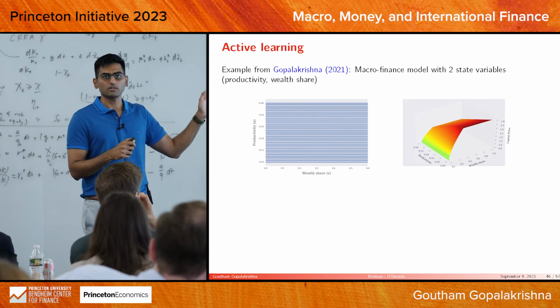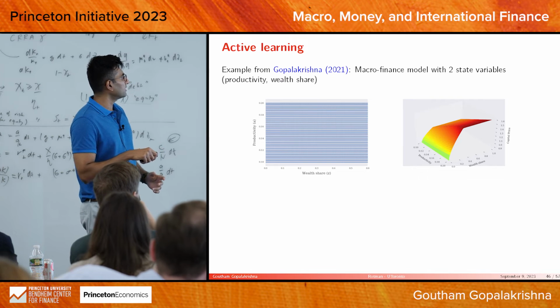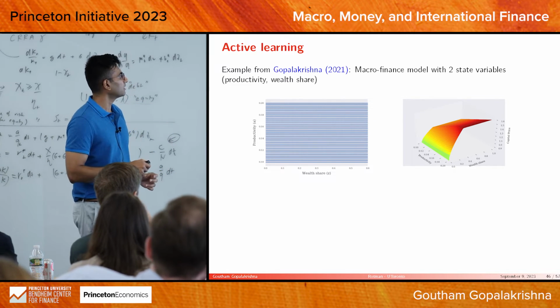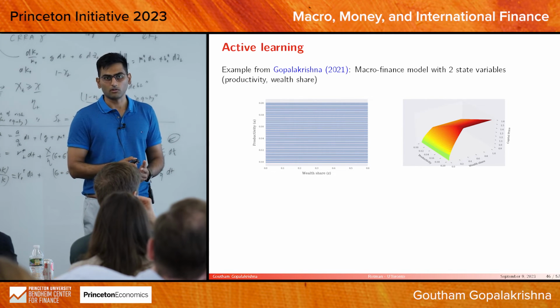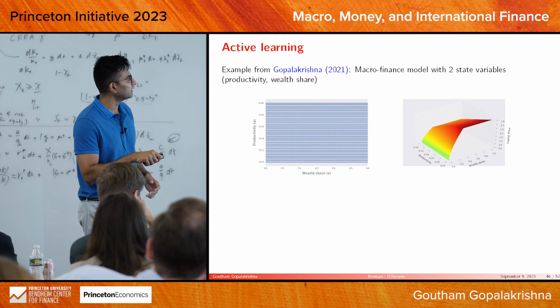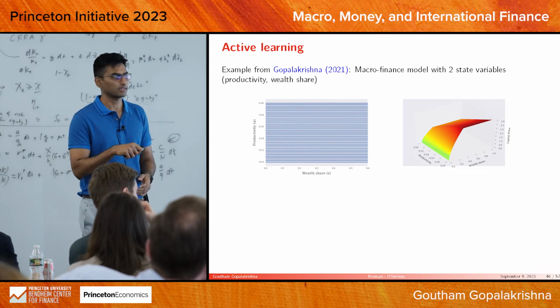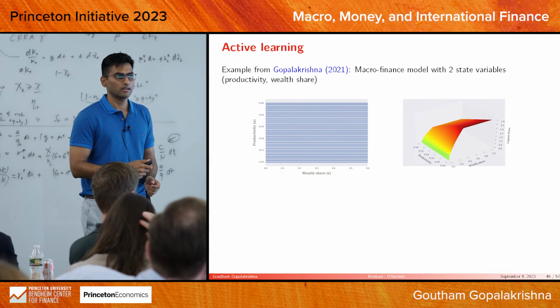Okay, so now let me go back to what active learning is. Let's think of a problem where there are two dimensions. One is the productivity, and second is the wealth share of experts, like in the model that you saw today. And this is the policy function or price function that comes out of it. It looks fairly linear when wealth share is high, and it looks pretty nasty here. And there is a kink involved, and the kink goes in two dimensions.